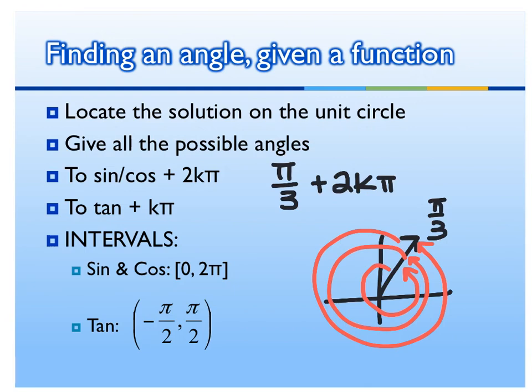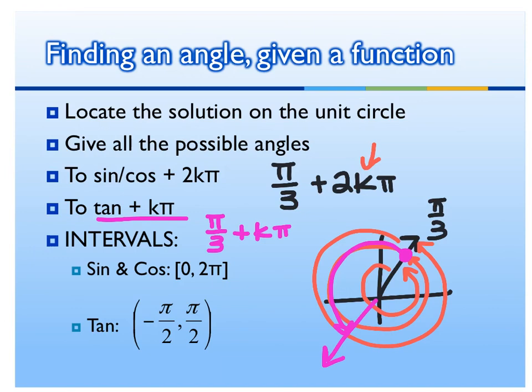So that's the case for both sine and cosine. We add 2k pi. K just represents a constant: 1, 2, 3, -1, -2, all of those things. But you'll keep it as k. For tangent, we add k pi because it's going to happen here and it's also going to happen here. So it happens every half circle. So if it was, again, pi over 3, for tangent, I would say plus k pi.